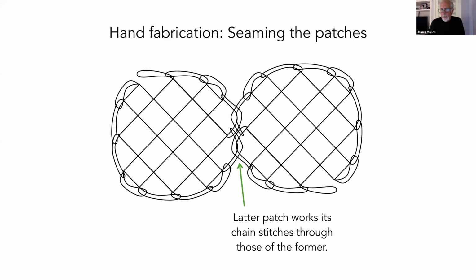And the same technique, simply being extended, can also join the patches together, because let's say the one on the right has been made first, as the one on the left comes around, it can work its chain stitches through the other chain stitches. It's kind of a familiar fabric process. So you end up with a solid seam where the patches join.